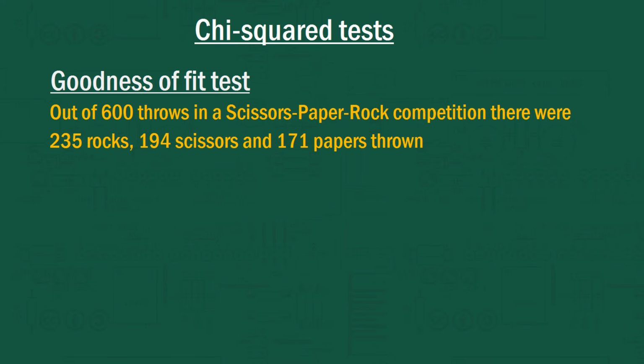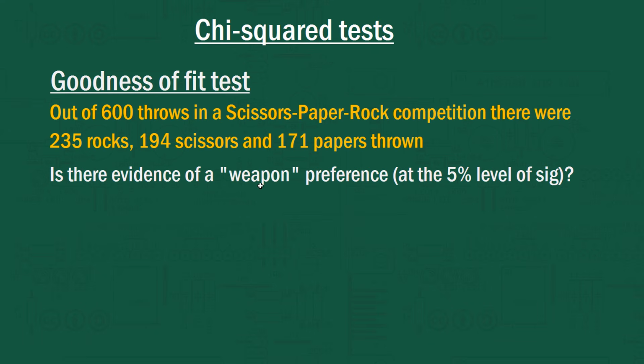All right, so here's a quick additional example of a goodness of fit test. We're going to expand it just a little bit so that we've got 3 categories. It's probably a good opportunity for you to have a go yourself as well. So at the right time, I'll get you to pause the video, but let's read the question first. It says, out of 600 throws in a scissors, paper, rock competition, there were 235 rocks, 194 scissors, and 171 papers thrown. Now, the question I have for you is, is there evidence of a weapon preference at the 5% level of significance? Do people choose one of these weapons in preference to some of the others?